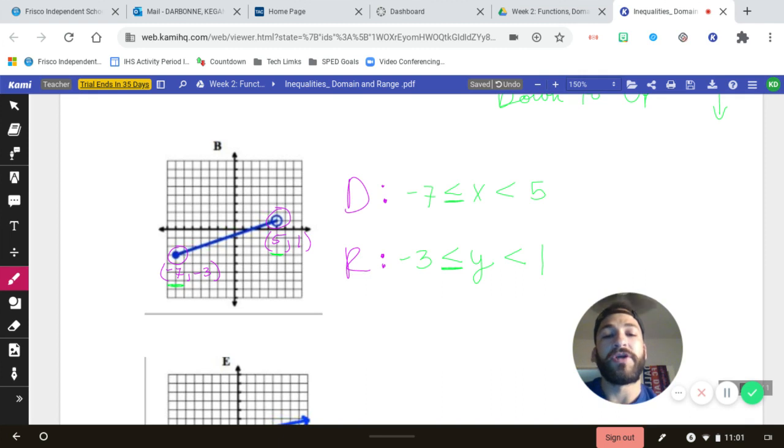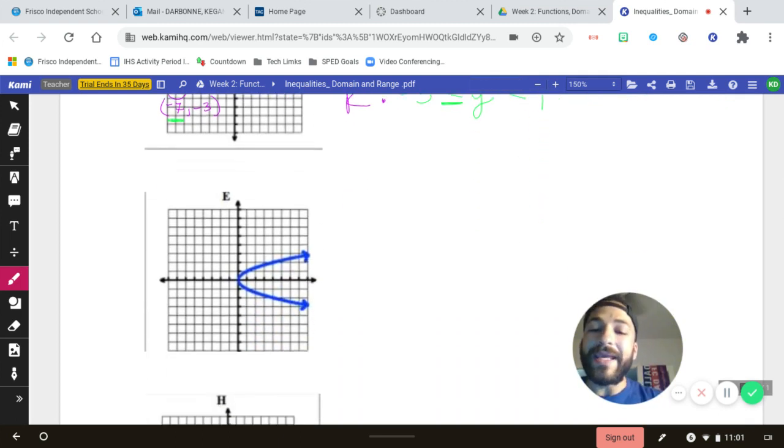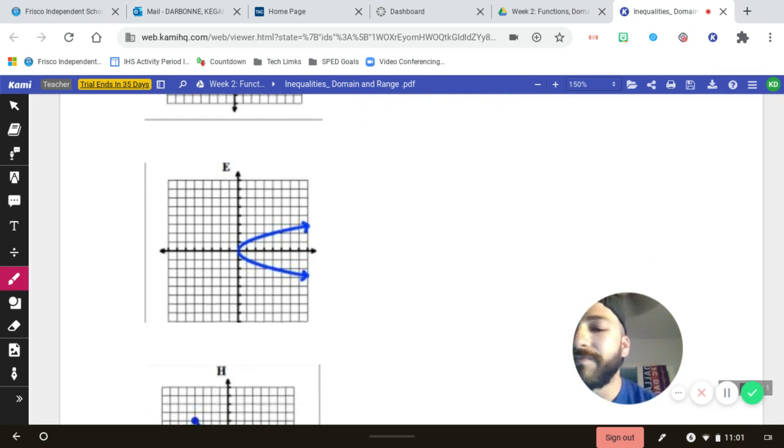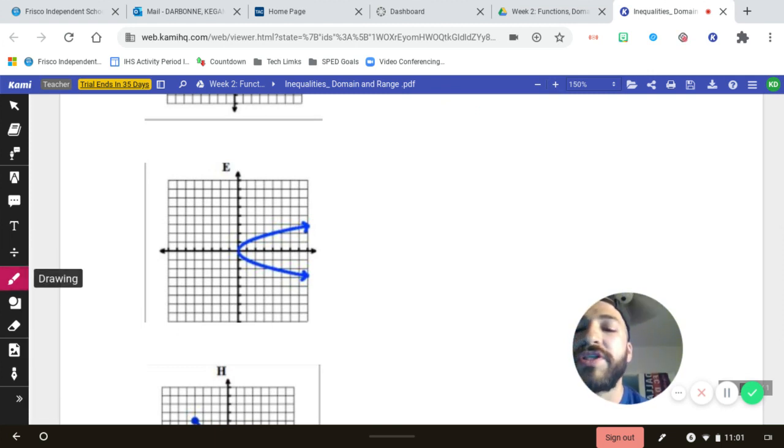Okay, so that's how we do domain and range using inequality notation. Okay, let's look at another example, E. So E is just a little bit different. Looking at E, in the x direction, the furthest to the left point it gets is right here, which I know there's not really a point there, but we can add in our own point because we know that's where the function is. And that would be at 0 in the x direction.